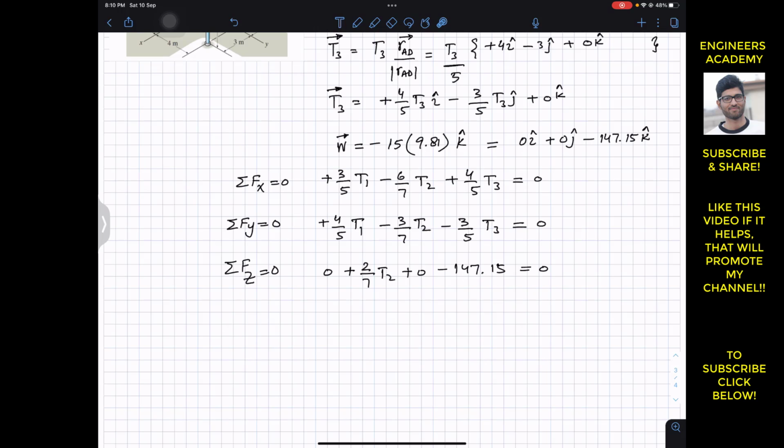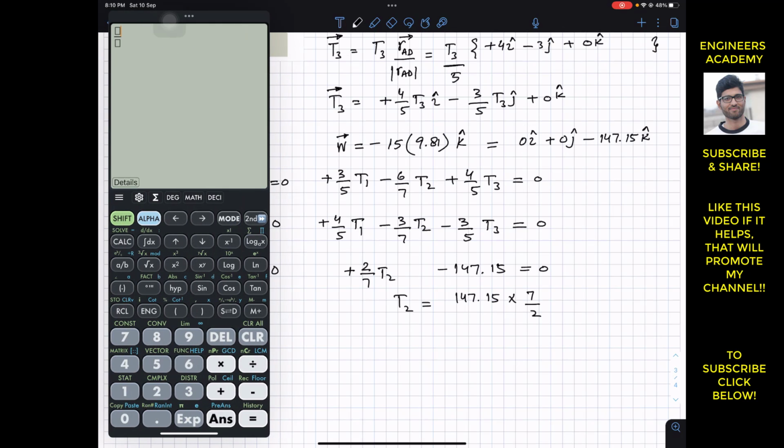So now in the last equation we have only one unknown, so this will give us T2. So from this equation, if we remove these zeros, we are left with this equation, and from this equation we can write that T2 is equal to 147.15 times 7 divided by 2. So let's find T2. This is 147.15 multiplied by 7 divided by 2. So this gives us T2 approximately equal to 515 newtons.